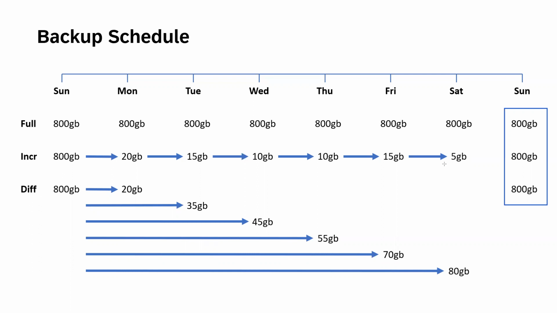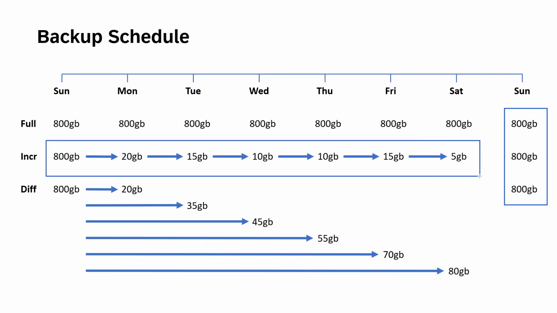So here it is a cycle. This is one cycle. What is this cycle? This is a 1 week cycle, where the first day of the week will have a full backup and you have daily incremental backups. And again, when the cycle completes, on the 8th day, the first day of the week will again have a full backup and then again incremental backups.